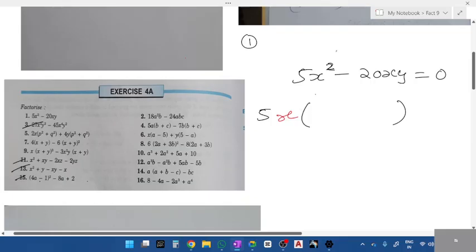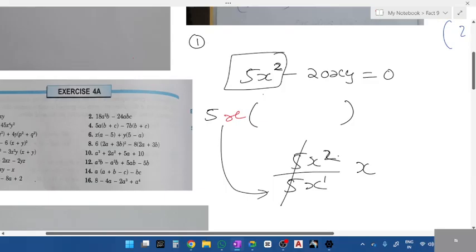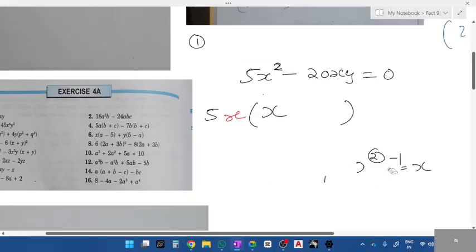How will you find the remainder, students? Take the first value, 5x square divided by the common factor. 5 and 5 gets cancelled. What is x square minus 1? X, right? So what you do according to exponents? Last time you studied exponents, students. Division, what you do for division? Do you add or subtract the exponents? See, this is very basic. Some of you all might know, some of you would have forgotten. I'll start from the beginning.